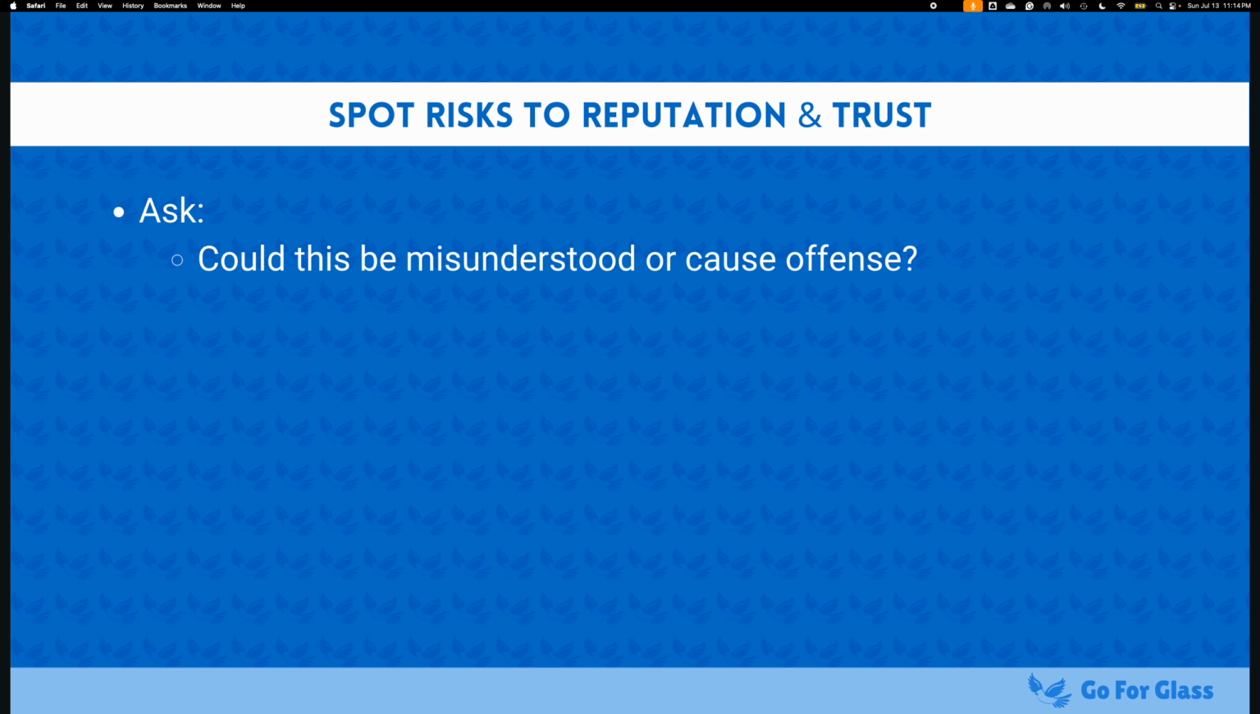These issues, when they do arise, they're not going to break your product or your service. However, they can damage trust and alienate your customers.